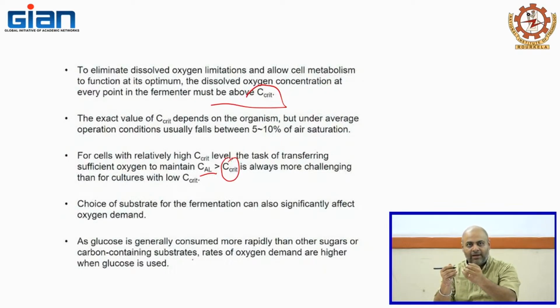So, you are trying to maintain that CAL, that means the concentration in the liquid medium, over the C critical value. And it is always more challenging than for the cultures with a low C critical. So, for cells with relatively high C critical level, the task of transferring sufficient oxygen to maintain CAL is always more challenging than for cultures with low C critical. Why? If I have cells which have a very high OUR, oxygen uptake rate, or the demand is pretty high, you have to maintain a pretty high concentration of CAL, right? Why is it a challenging thing?